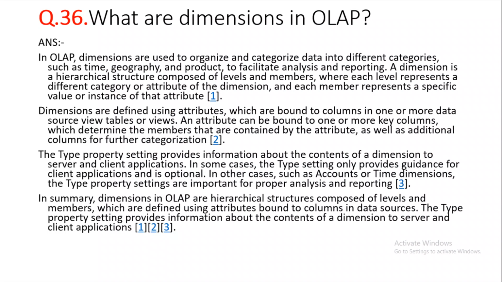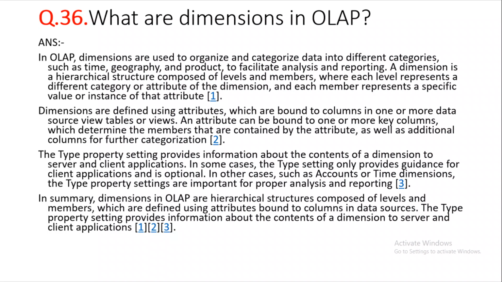Dimensions are defined using attributes, which are bound to columns in one or more data source view tables or views. An attribute can be bound to one or more key columns, which determine the members that are contained by the attribute, as well as additional columns for further categorization. The type property setting provides information about the contents of a dimension to server and client applications. In some cases, the type setting only provides guidance for client applications and is optional. In other cases, such as accounts or time dimension, the type property setting is important for proper analysis and reporting.